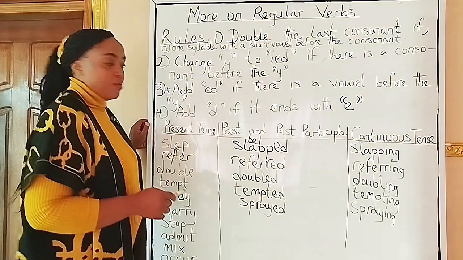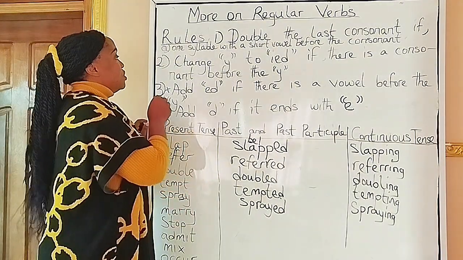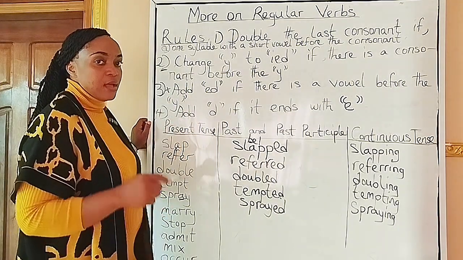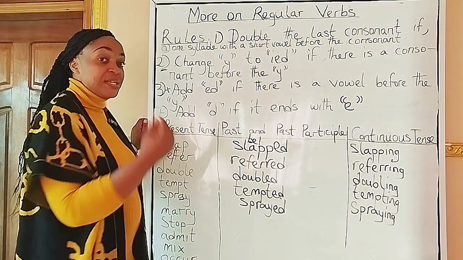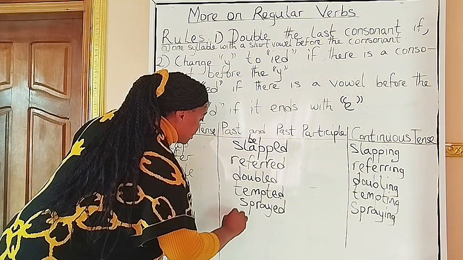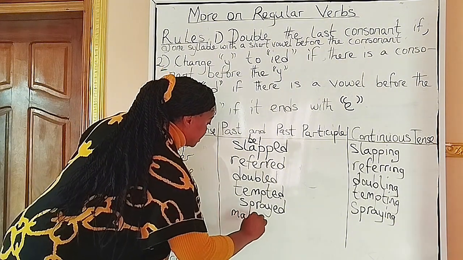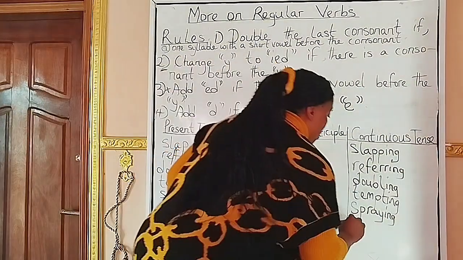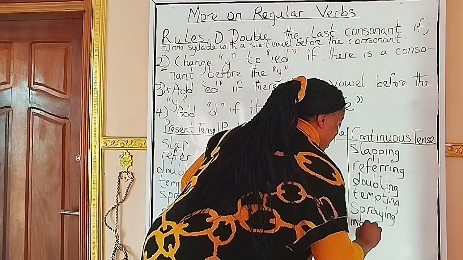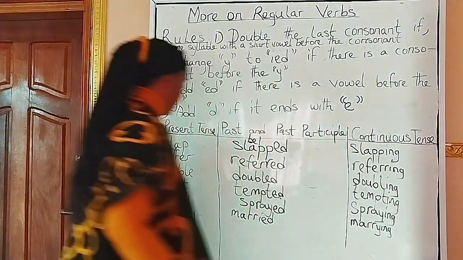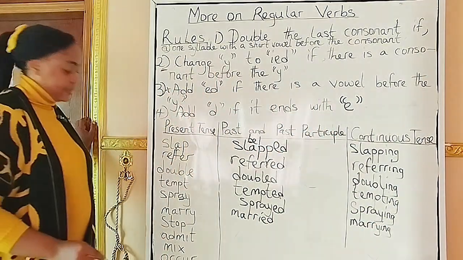Marry. We're going to apply rule number 2. When it ends with Y and there is a consonant before the Y, the rule states that we remove the Y. So we say married and put IED. Is that okay? But when we come back here, we add the Y. So we have marrying. We go to the next.